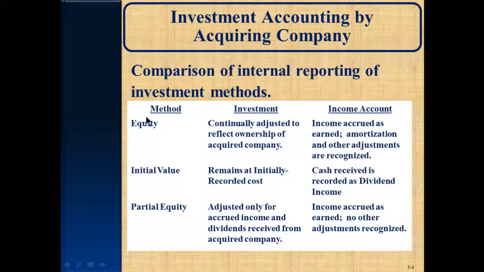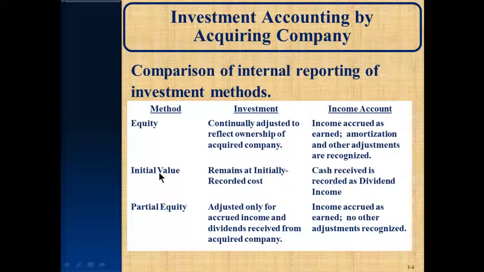You may want to print this out, but at least keep it handy, juxtaposing the three different methods: equity, cost, and partial equity. Under equity, you know this, you're going to continually adjust it to reflect that mirror image, if you will, of what's going on with that subsidiary. So it's a full accrual basis. You're going to amortize and do those other adjustments and everything.